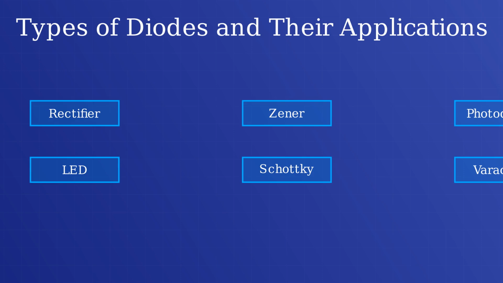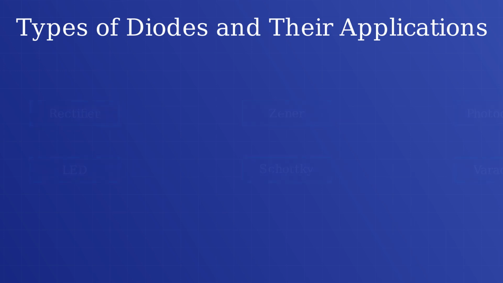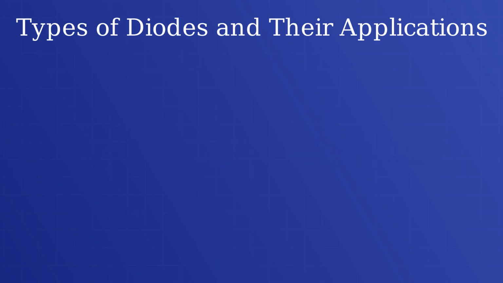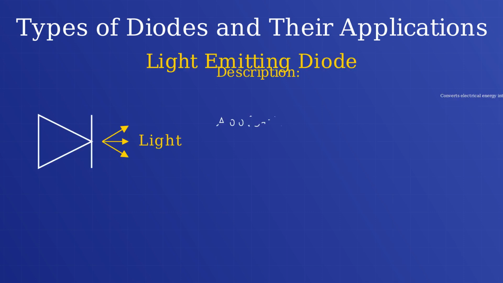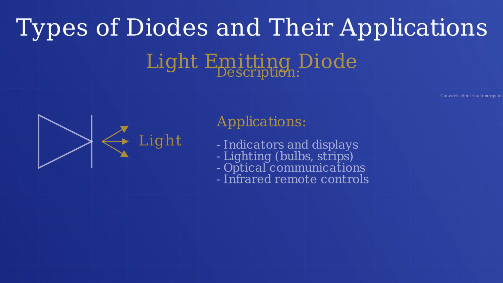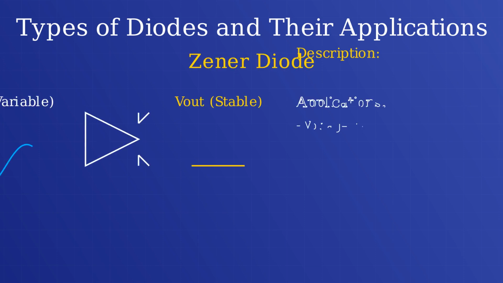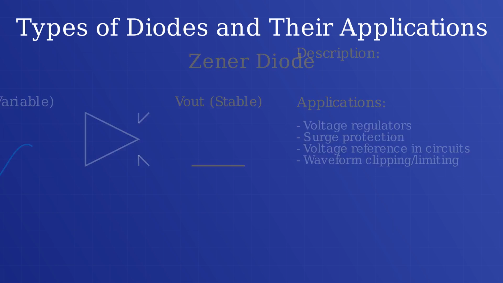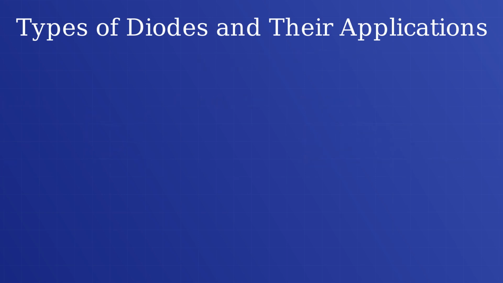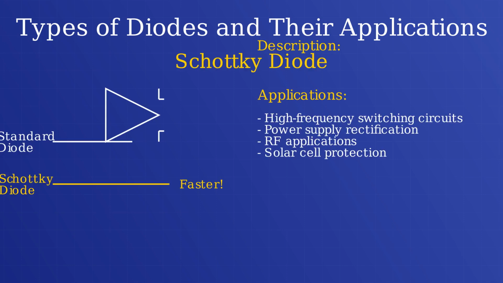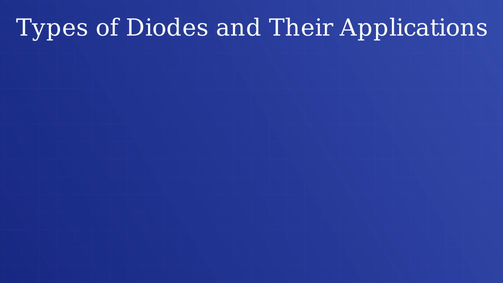Diodes come in various specialized types, each designed for specific applications. Rectifier diodes are the most common type, used primarily to convert alternating current to direct current. Light-emitting diodes, or LEDs, emit light when forward biased. Different semiconductor materials produce different colors. Zener diodes operate in the reverse breakdown region without being damaged, providing voltage regulation and protection in circuits. Schottky diodes use a metal semiconductor junction for faster switching and lower forward voltage drop, making them ideal for high-frequency applications.